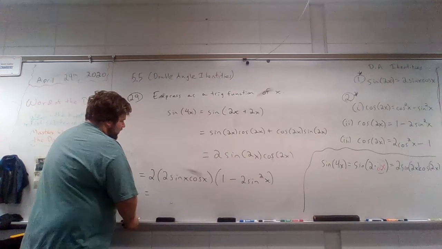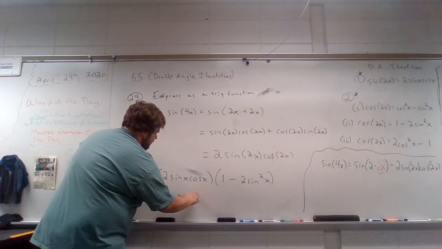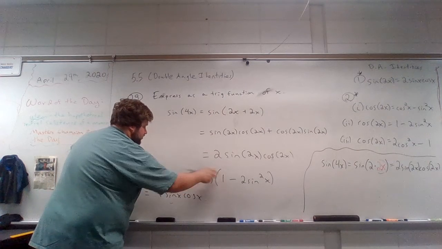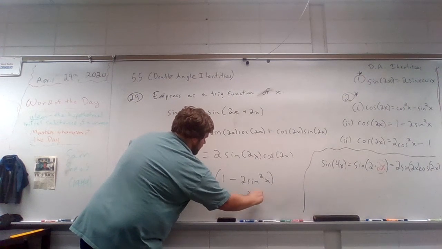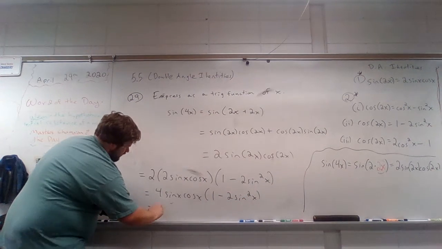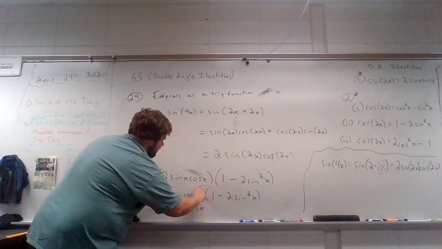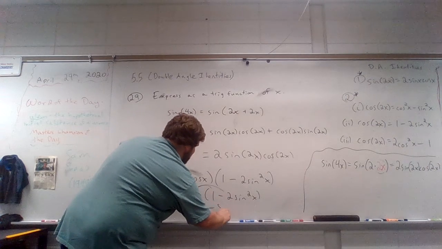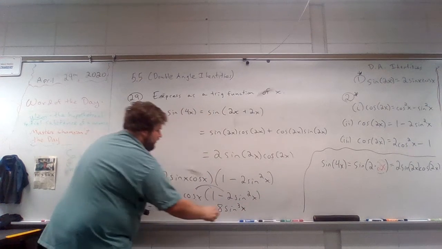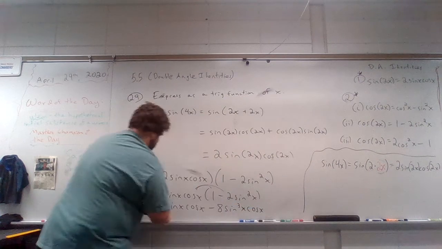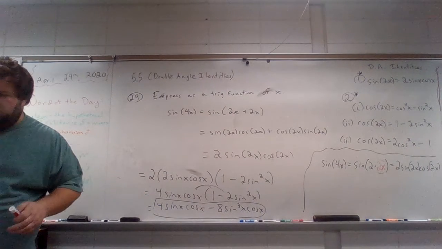And then what I really have is a 4 sine x cosine x if I multiply those. And then distribute, so that's a 1. Actually, let me write it down like this. And then I just distribute. So this is really just 4 sine x cosine x, right? And then times this guy. So I've got minus 8 sine x times sine squared, which is sine cubed x, and cosine x. So that's one way to write this.